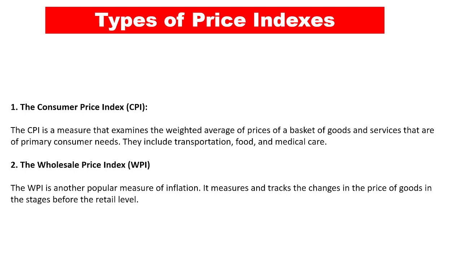The first one is the consumer price index. CPI is basically a measure that examines the weighted average of prices of a basket of goods and services that are of primary consumer needs at the consumer level. Whatever that basket of goods is, that is known as the CPI. This basket of goods includes transportation, food and medical care, which are very important for us, right? So this is called the consumer price index, and the inflation associated with it is called consumer inflation or retail inflation.